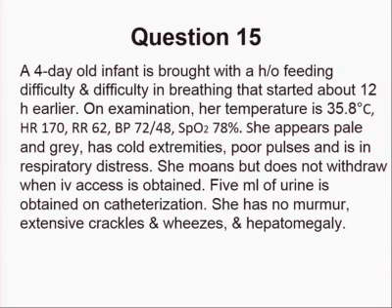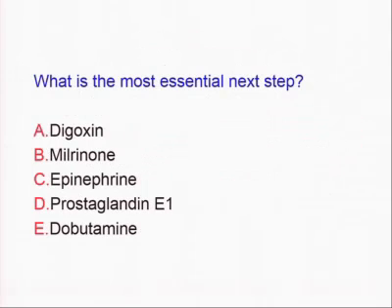5 ml of urine is obtained on catheterization. She has no murmur, extensive crackles and wheeze, and hepatomegaly. What is the most essential next step? Digoxin, milrinone, epinephrine, prostaglandin E1, dobutamine.